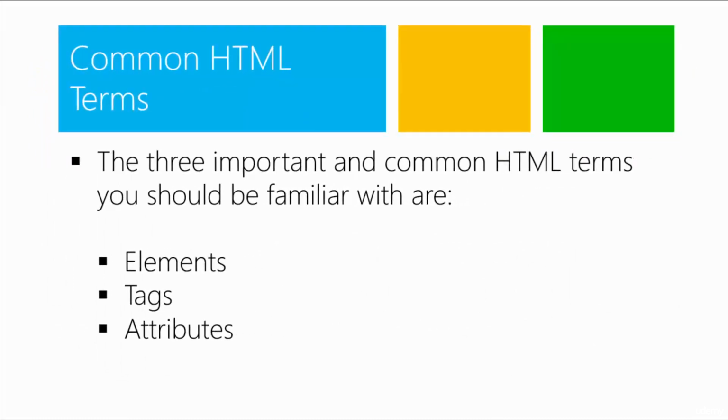Moving on to common HTML terms. The three important and most common terms regarding HTML you should be familiar with are elements, tags, and attributes. So we're going to take a look at each one of these in greater detail. What are elements, what are tags, and attributes? And the objective is for you to understand the fundamental concept of HTML and to identify HTML language.